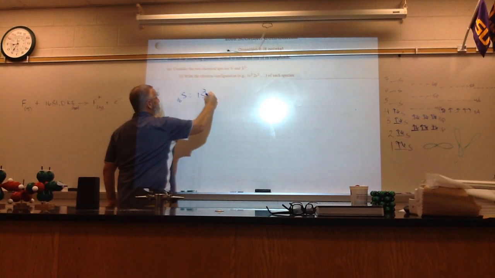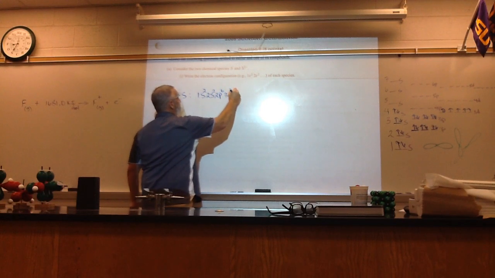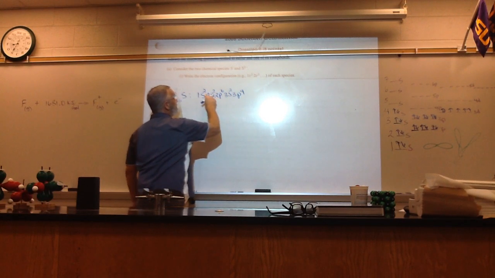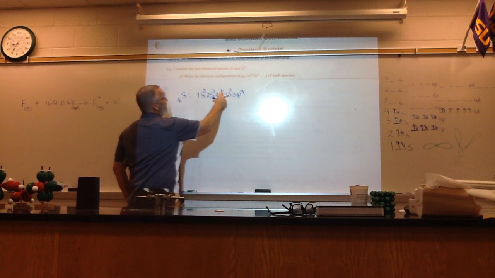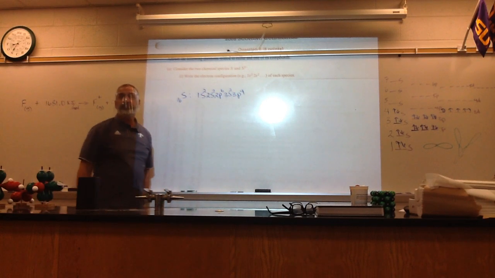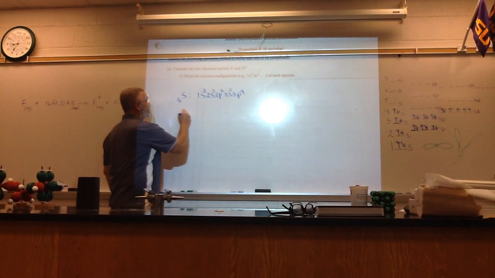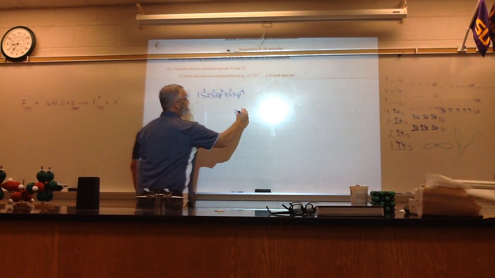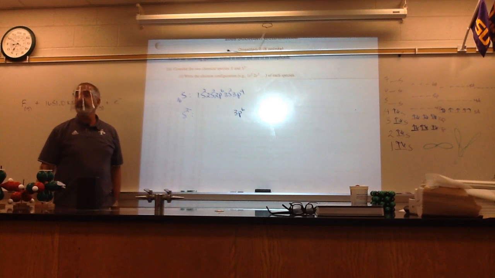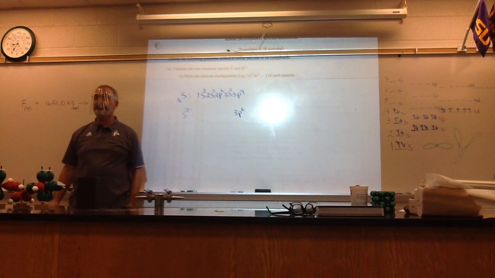1s2, 2s2, 2p6, 3s2, 3p4. Notice these are going to add up as 10, 16. So what's the only difference then on S2 minus? 2 more electrons. It's going to be 3p6, which is isoelectronic with argon.